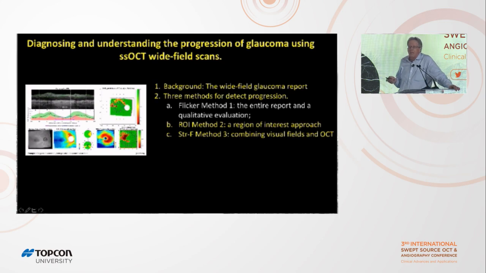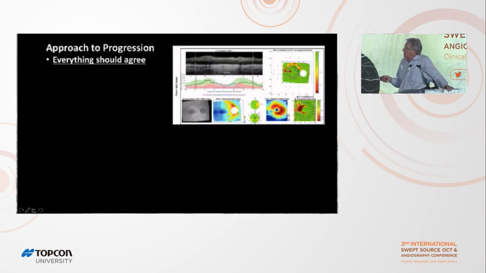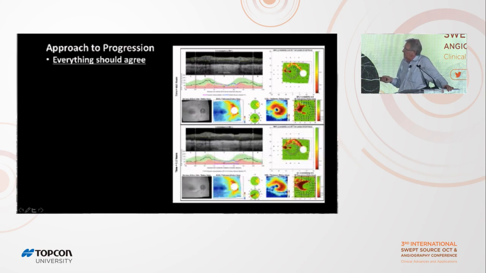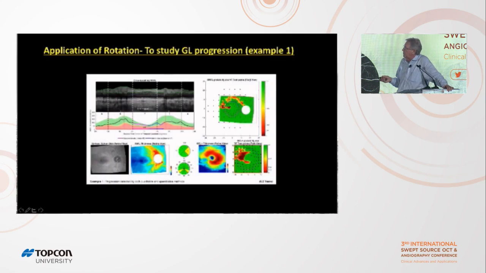The first method, for the old timers in the group, you'll remember flickering between fundus photos. This is the same thing, so you can flicker between these. Here's time 1 for this patient. Here is the same patient scanned 1.2 years later. And now we can flicker between the two.